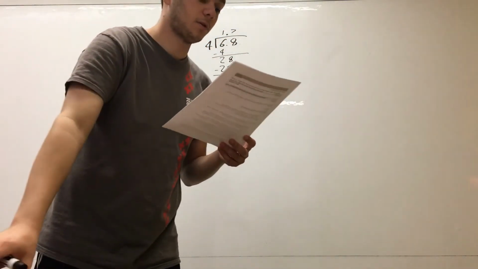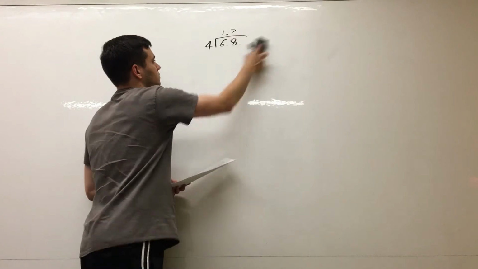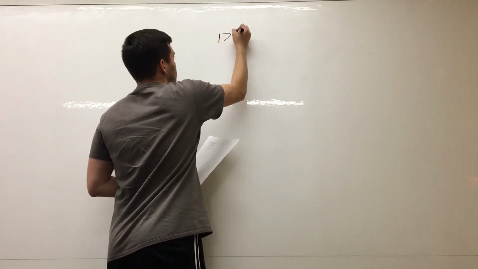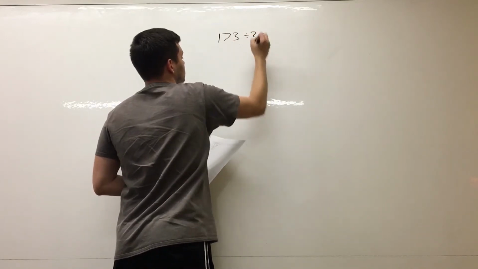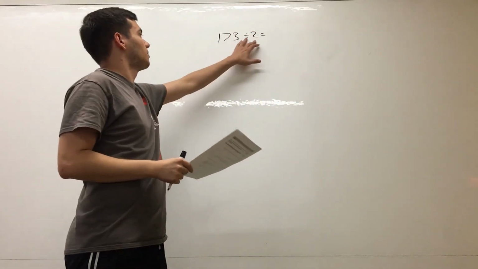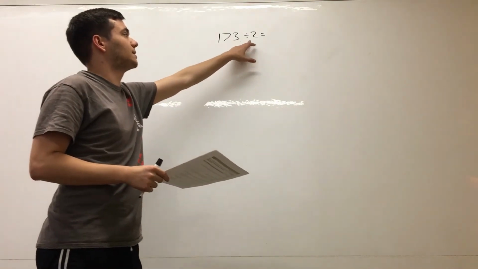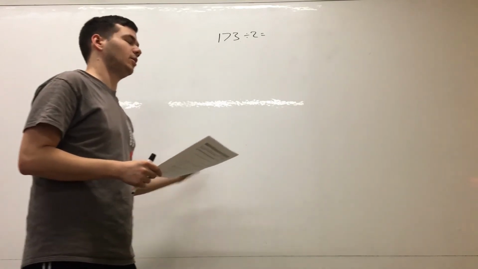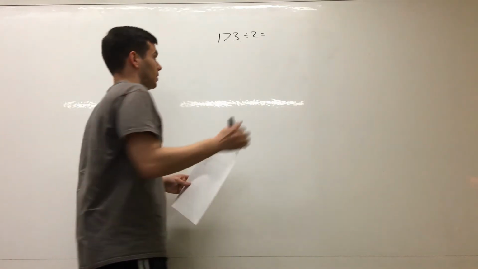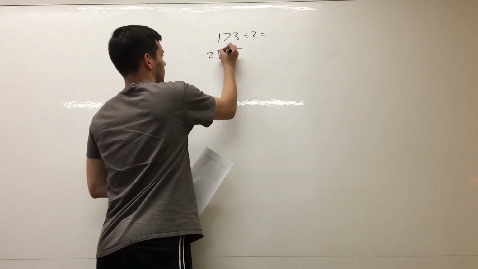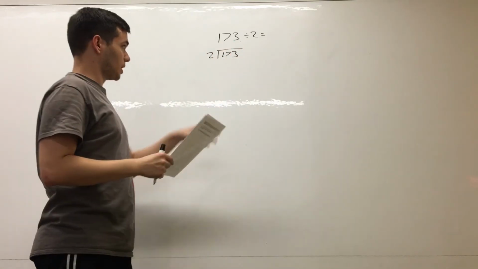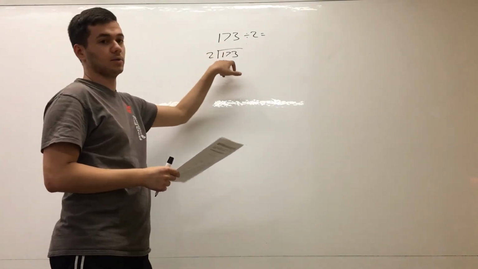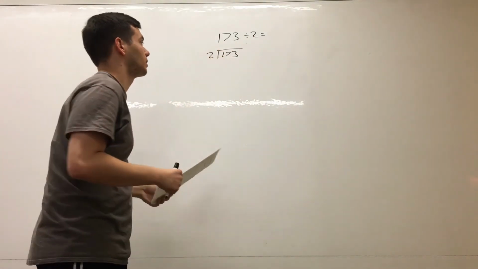Let's try one more. So there are no decimals here, but since this is an odd number and this is an even number, I know that in the answer there's going to be a decimal. Or traditionally a remainder, but now we're going to deal in decimals. So 2 into 173. So by the way, make sure you know where to put the numbers so the 2 goes outside and the 173 goes inside. Not the other way around.